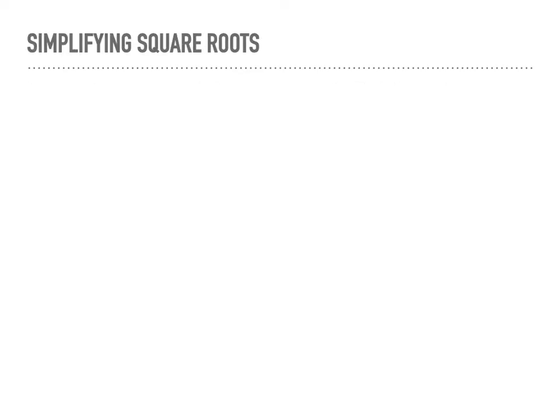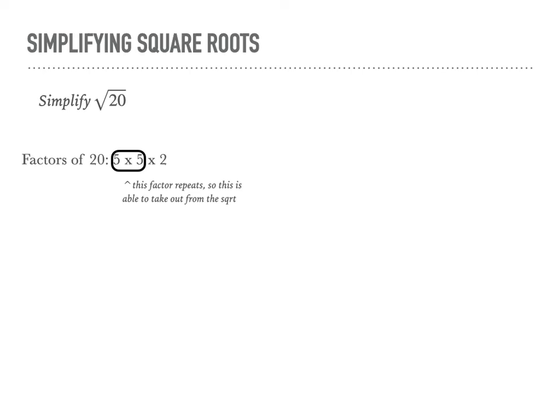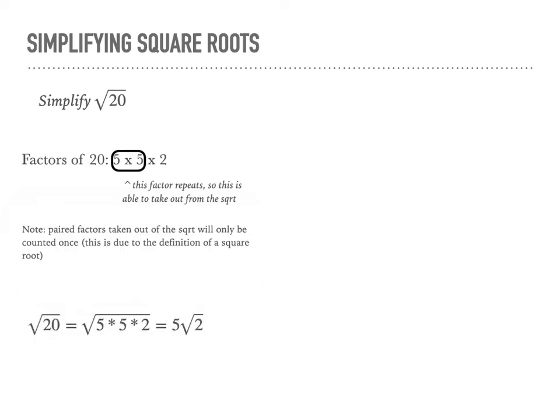So let's say we need to know how to simplify the square root of 20. While we can write the factors of 20 with prime factorization as 5 times 5 times 2, we can see that 5 repeats twice, so we're able to take this out of the square root. The factors that repeat twice and are taken out of the square root will only be counted once when outside of the square root. And factors that do not repeat twice must stay inside the square root. So in this case, we can take out 5 and then 2 will remain inside the square root. So after simplifying, we get the square root of 20 is equivalent to 5 times the square root of 2.